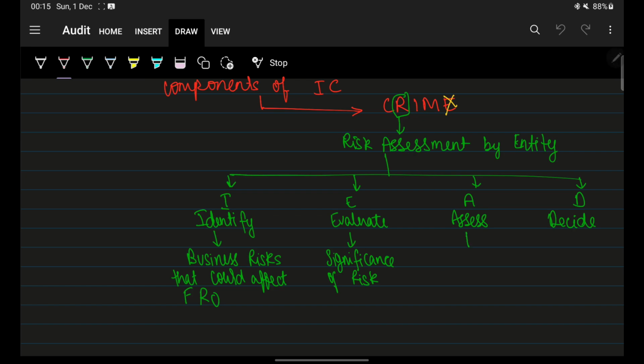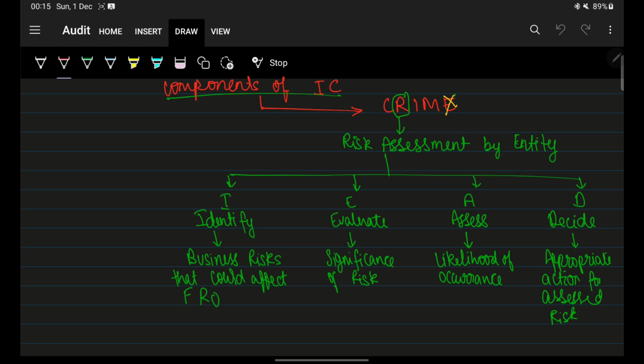Next, what do you have to assess? You have to assess the likelihood of occurrence. And lastly you have to decide an appropriate action for the assessed risk. Fairly simple, right?